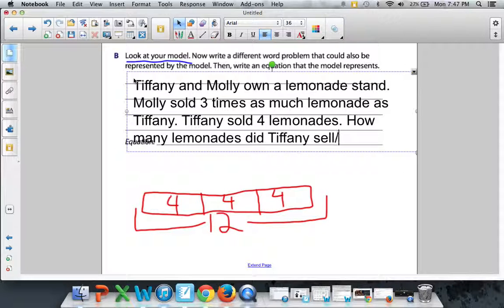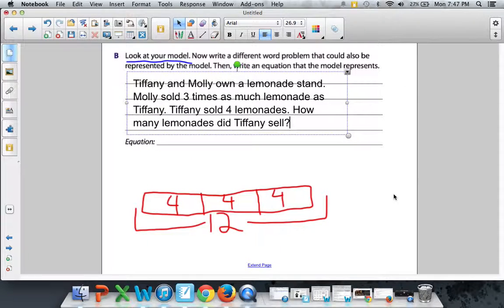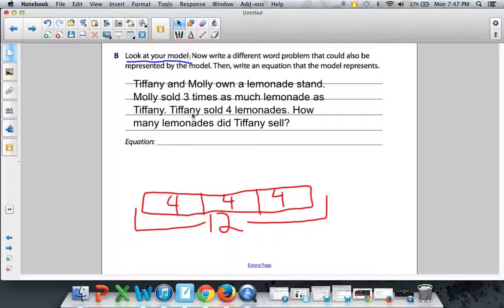So there you go. As you can see, it's important that you recognize that we use the same numbers. We still said 3 times, and we still said 4, and we still had a question in the end. How many blah, blah, blah did blah, blah, blah sell? Because you have to have all those components to still fit this model. So I think we did that well.